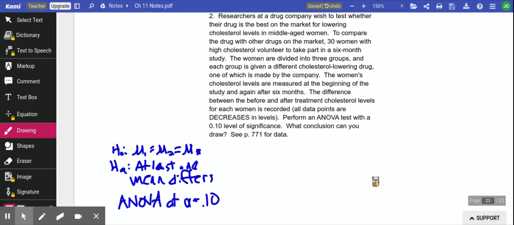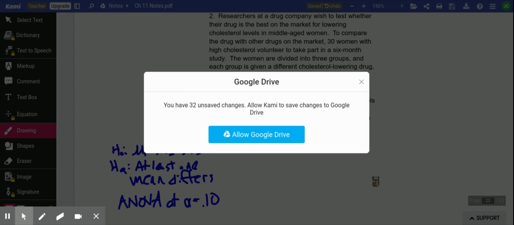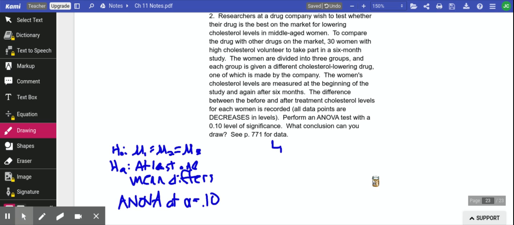And now you're going to put this data into your calculator to see what it can do. So you're going to go into L1 and you're going to list all of the data for drug number 1. And then in L2, you're going to list the data for drug number 2. And then L3, you're going to list all the data. And again, this is on page 771. So go ahead and put that in your calculator. You may need to pause the video to do that.